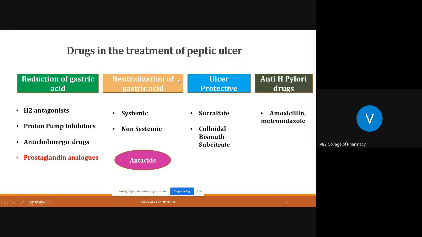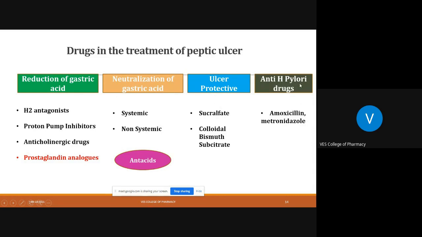Next one is neutralization of gastric acid. This is another category in which antacids come, and antacids again get divided into 2 categories: one is called systemic and another one is non-systemic. We're going to talk about that in the antacid part. Then ulcer protective drugs, which form a layer on the mucus and prevent the mucus layer damage.